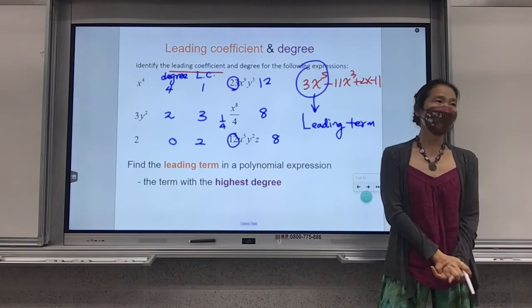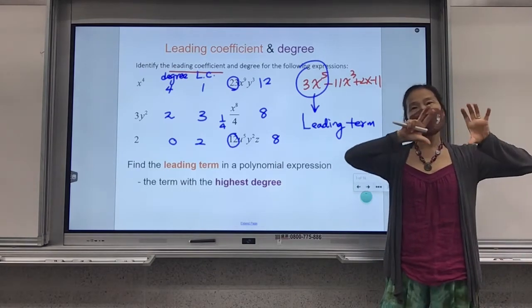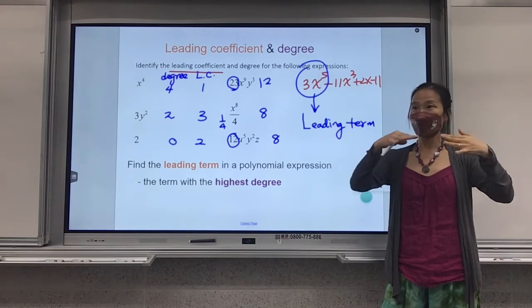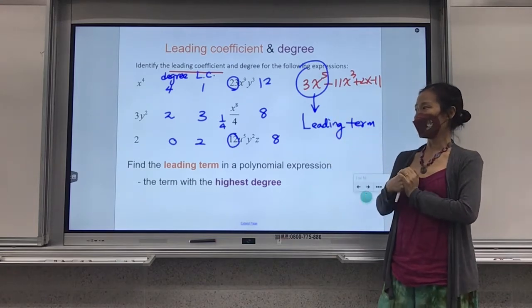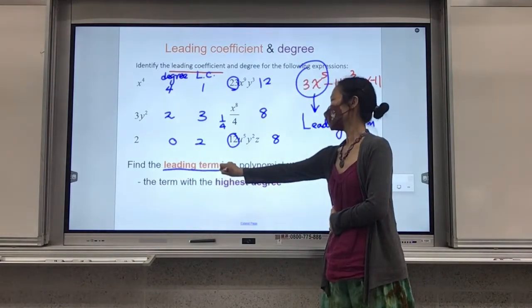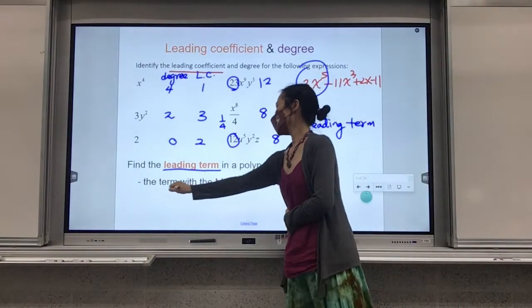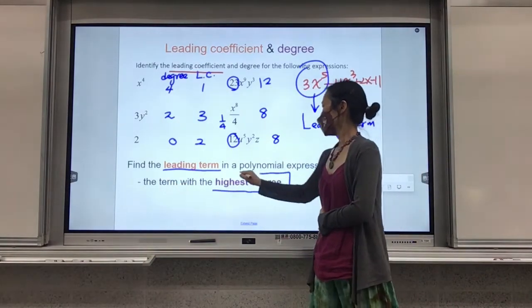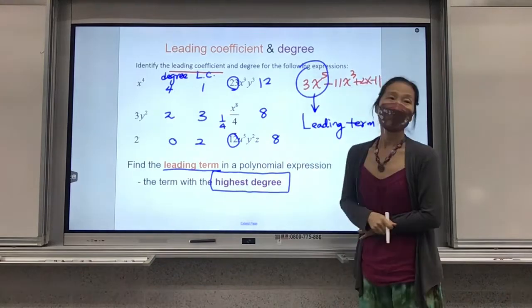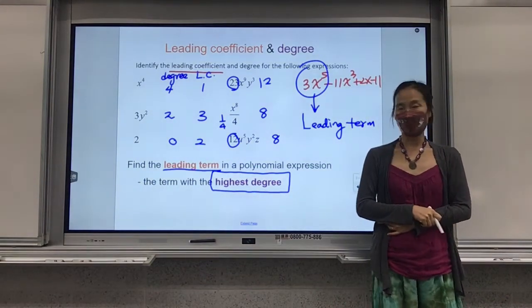So your next task is to look at a polynomial expression with multiple terms adding, subtracting together. And you know to find the leading term in a polynomial. How do you find it? Find the highest degree term. That will be the leading term.